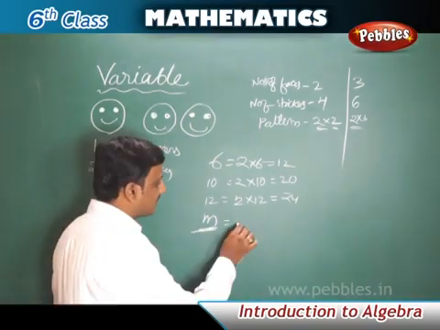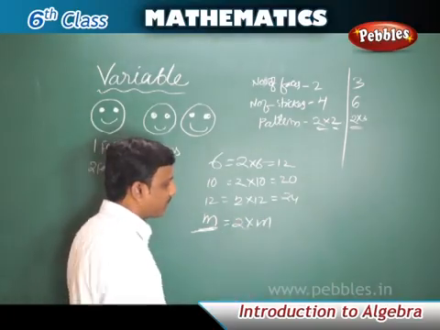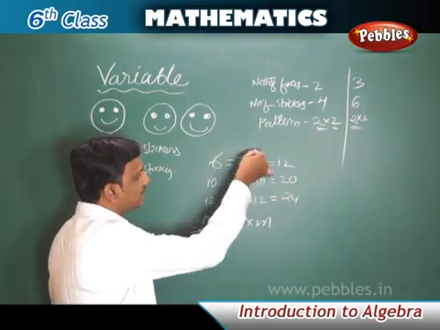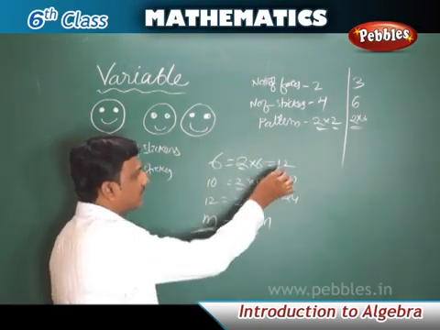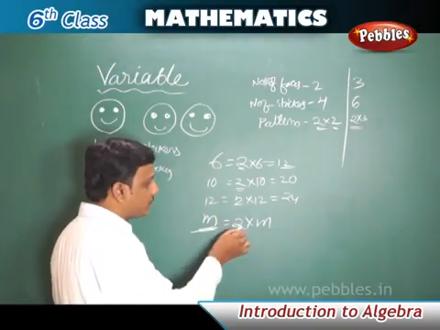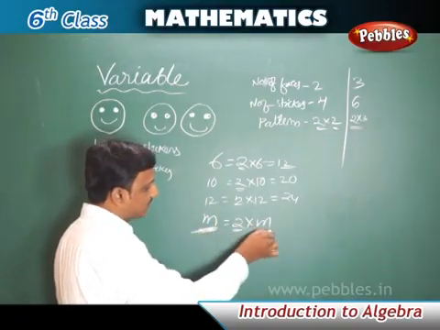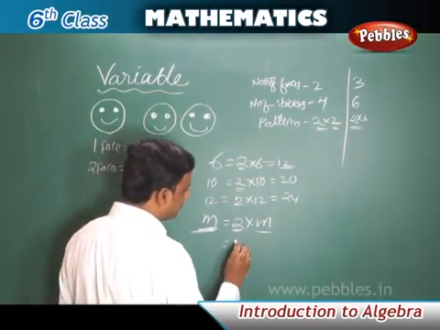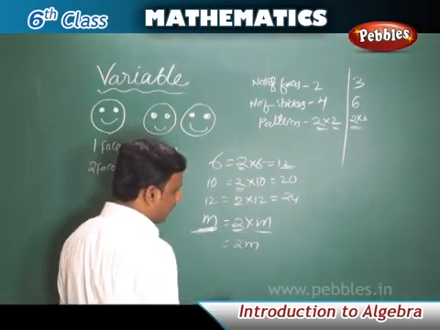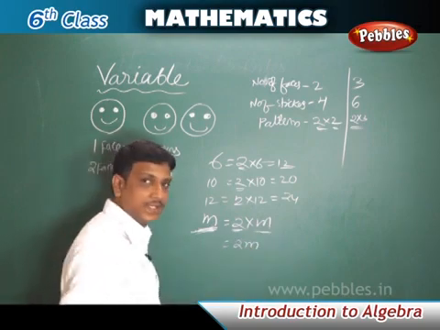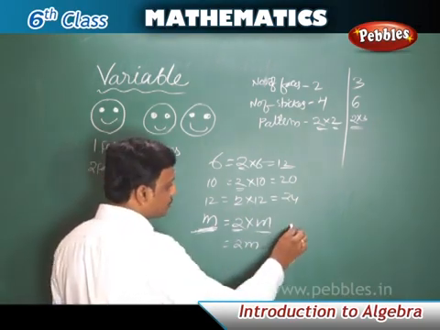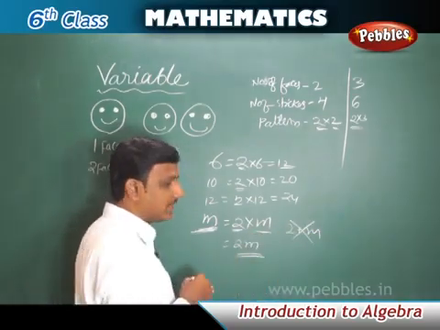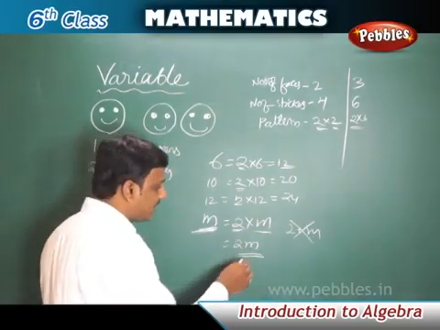For m number of faces, 2 into m. Because everywhere it is 2 into the number of faces. Then we get number of stickers. So here 2 into number of faces, m faces. So we kept m. So here it becomes 2m. 2 into m means 2m. It is not 2 plus m. 2 into m means 2m. So here m is the variable.